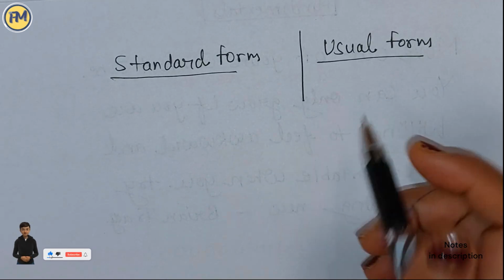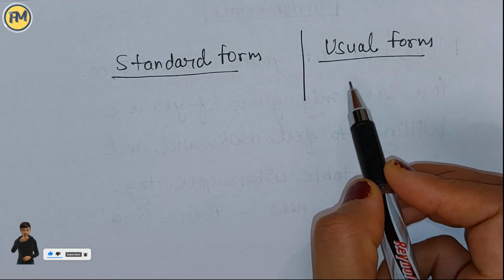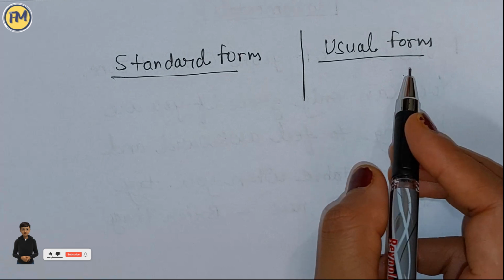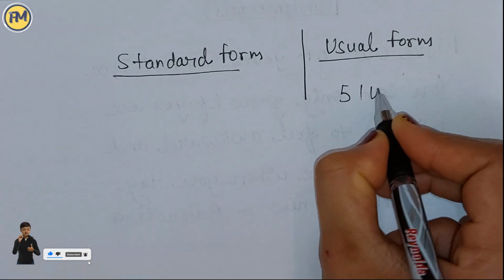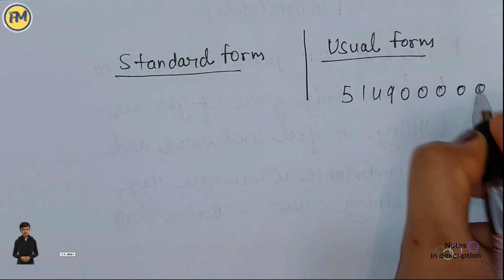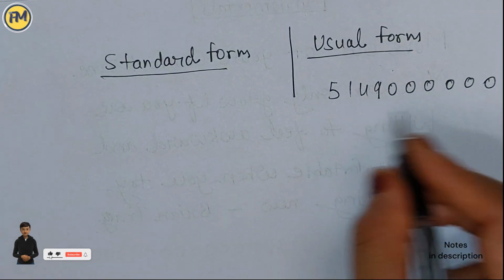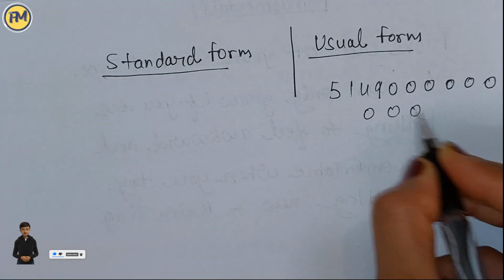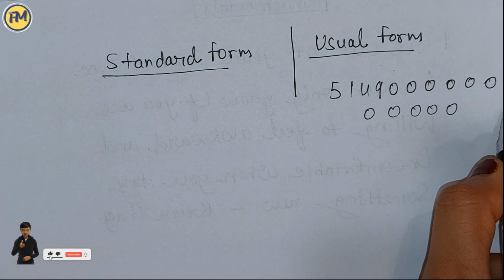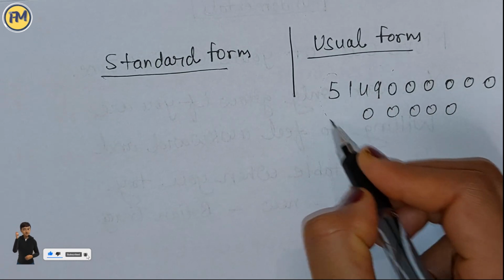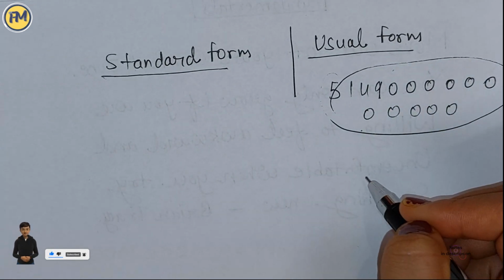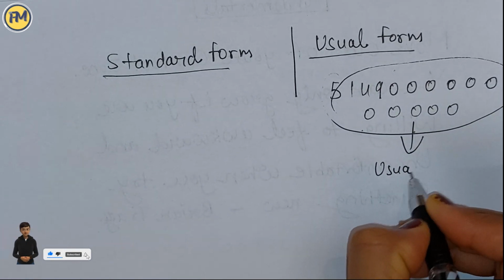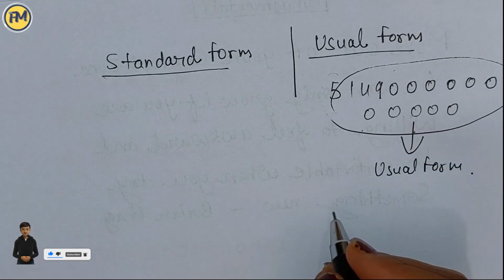I hope you remember in the introduction video of this chapter I gave you one example of the mass of earth. So you have a few big numbers. Let's suppose this is a big number. Is this easy to read? No. If I add a few more zeros, then it is more difficult to read. So for making it easy, we are using exponents. This form is known as usual form.